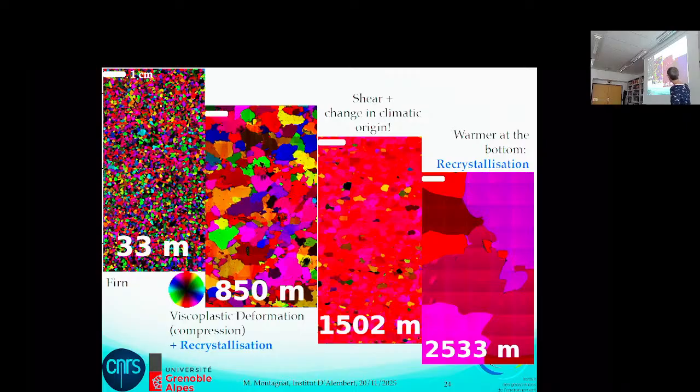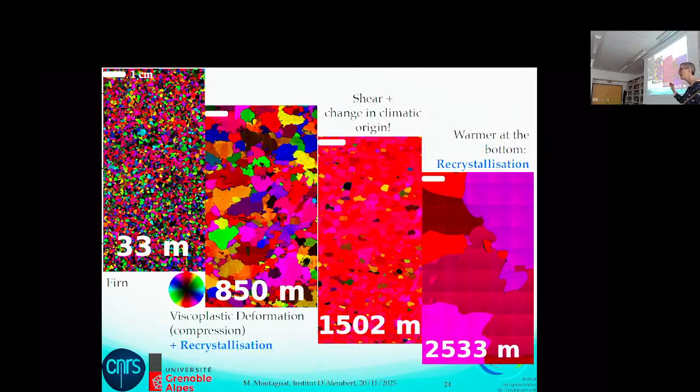And then how do we explain the big shift? It is because we are entering an area where shear is dominating the deformation, and at the same time we have a change in climatic origin. And why does that matter? It is because this ice is from the Holocene, so a warm period. This ice is from the previous glacial period. And during the glacial period, there is even less snow falling every year.